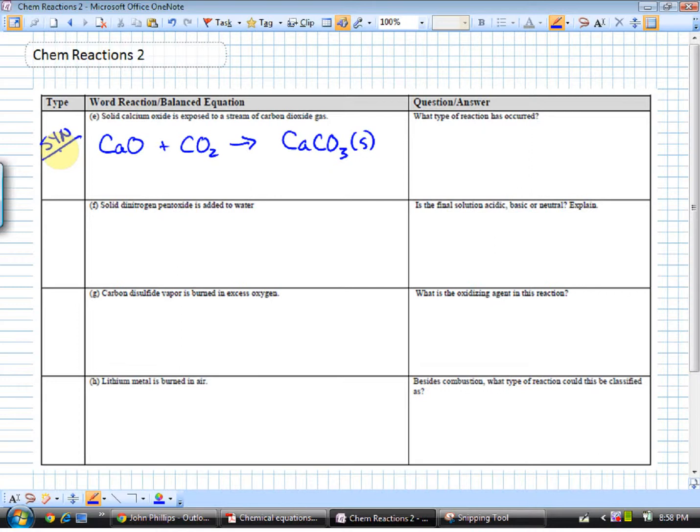This is a synthesis reaction. So metal oxides react with carbon dioxide to form metal carbonates. Again, you may not get the whole reaction here, but even if you can write down the reactants, you get a little bit of credit. What kind of a reaction is this? We classify this as a synthesis reaction. Two or more things combining to form one thing.